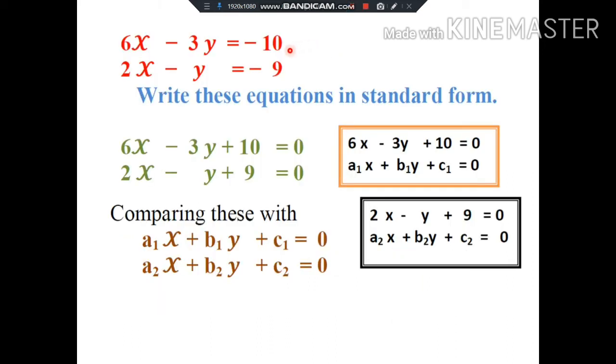Dear children, now let us consider one more problem. 6x minus 3y is equal to minus 10. 2x minus y is equal to minus 9. Compare this with the standard equations. We get a1 is 6, b1 is minus 3 and c1 is 10. a2 is 2, b2 is minus 1 and c2 is 9. Find the ratios a1 by a2, b1 by b2 and c1 by c2.